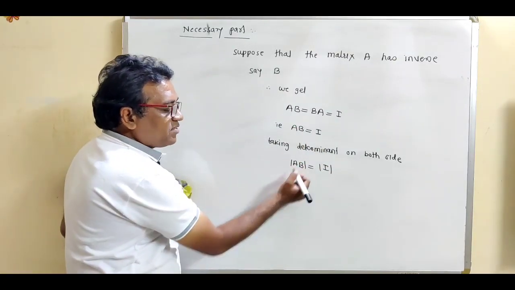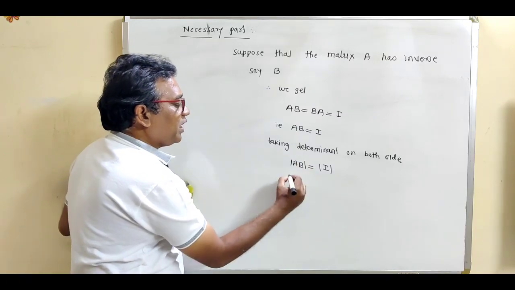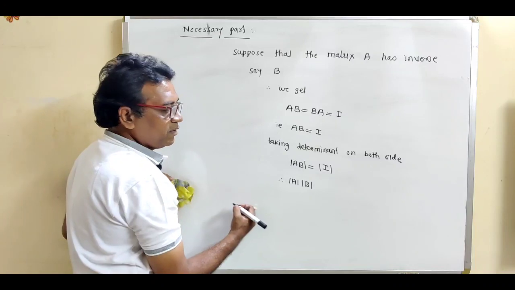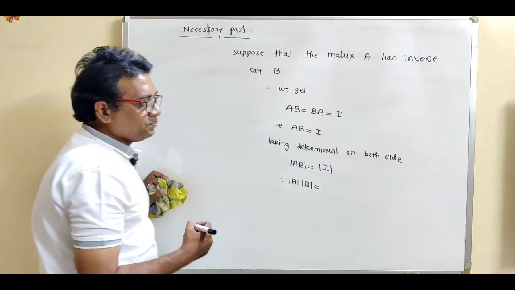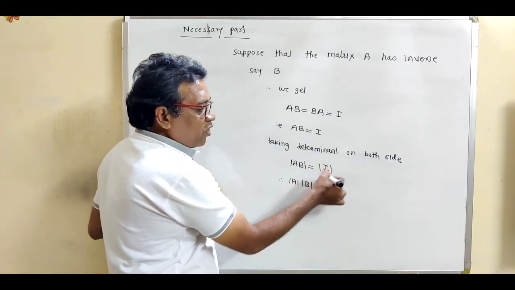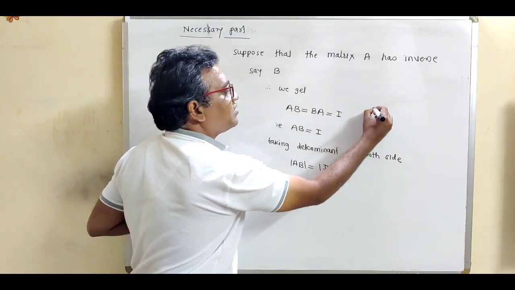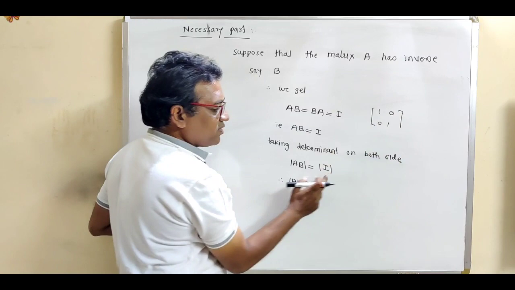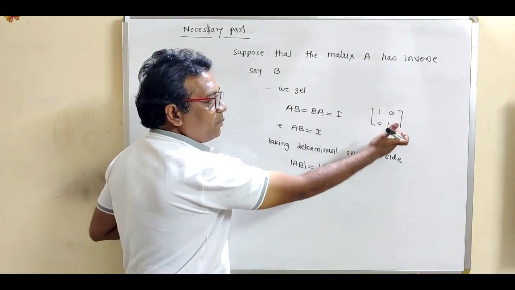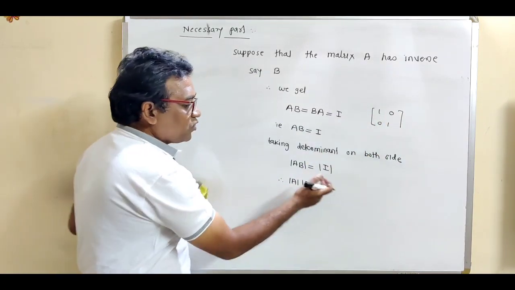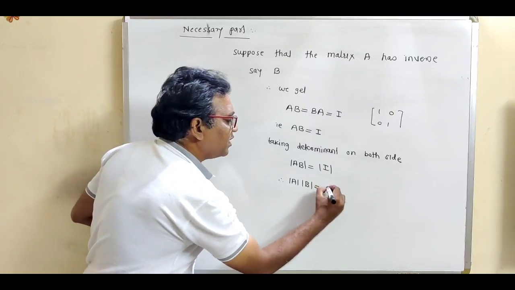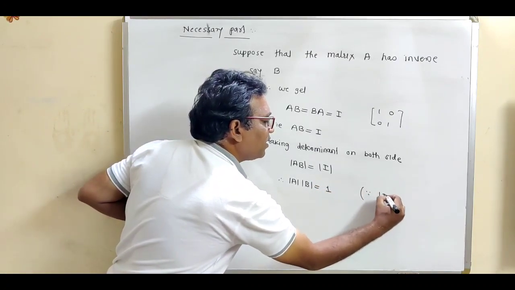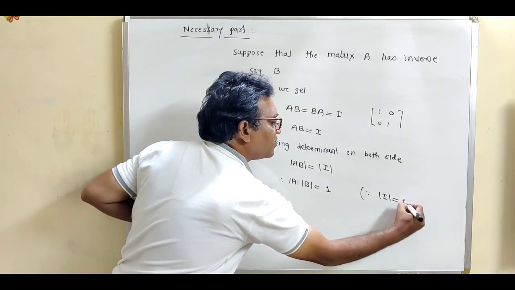So just simplify this determinant. Determinant of AB, this is same as determinant A into determinant B is equal to, what is determinant of identity matrix? If you consider, suppose the identity matrix 1 0 0 1, so what is its determinant? Determinant will be 1 minus 0 means 1. So determinant of unit matrix, it is always 1. So just write here reason, determinant of identity, this is 1.